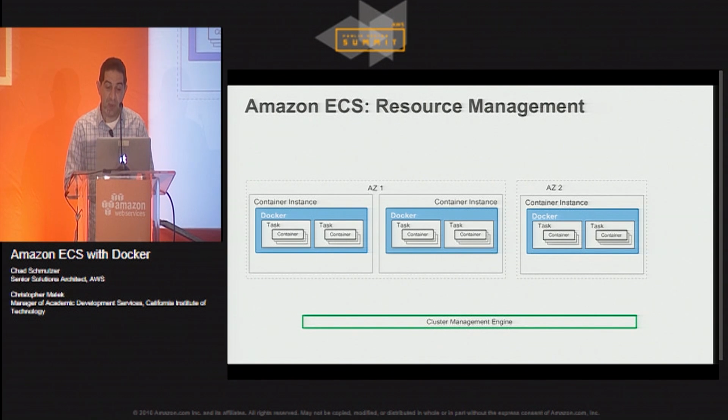ECS clusters are dynamically scalable. So for example, you can use things like the native auto scaling service within AWS. And it's possible to have a cluster of a single instance, 10, 100, or even 1,000 instances within an ECS cluster.